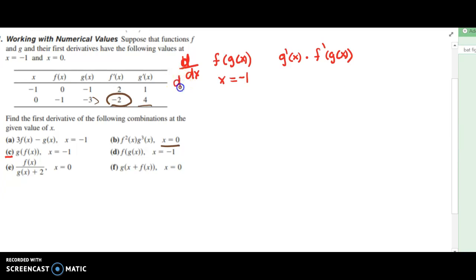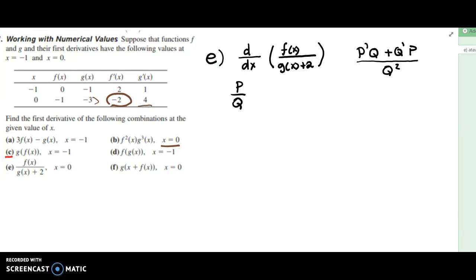Looking at part D, it's really very much the same as C, except that the inner function and the outer function have switched. Now we have g prime of x times the derivative of the outer with the inner plugged in at negative 1. G prime of negative 1 is 1, times f prime of g of negative 1. Well, that time that's negative 1. And so the derivative of f at negative 1 is equal to 2.